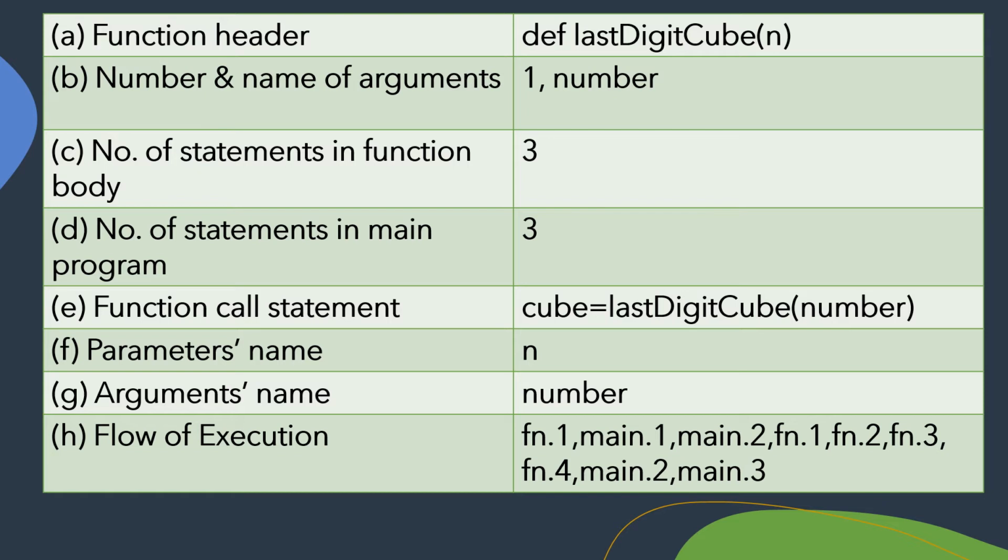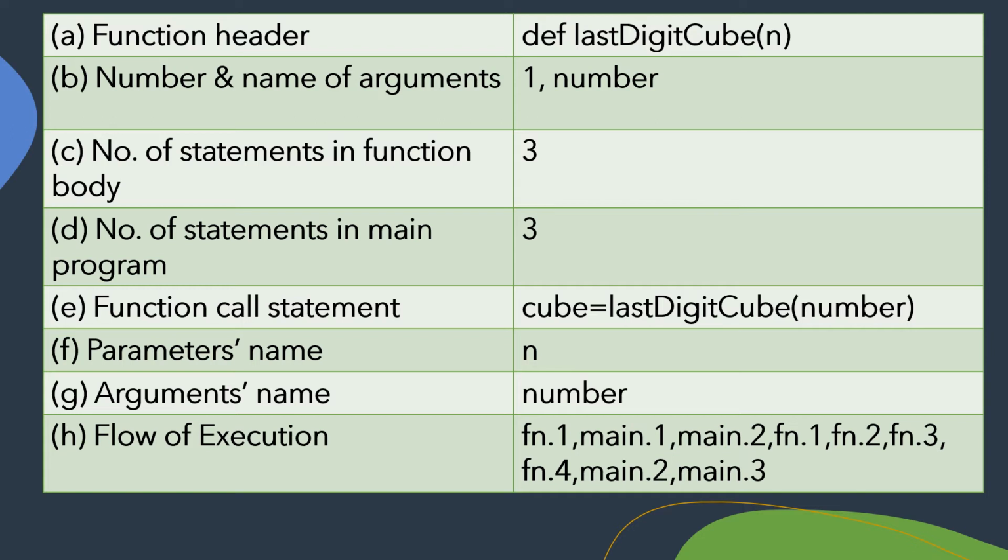Now the number of statements in the function body. There are three statements in the function body. You can see the lines are fn.2, fn.3, and fn.4. These three lines are the three statements present in the function body. And the number of statements in the main program: there are three statements in the main program. You can see main.1, main.2, and main.3. These are the three lines which represent the three statements in the main part of the program.